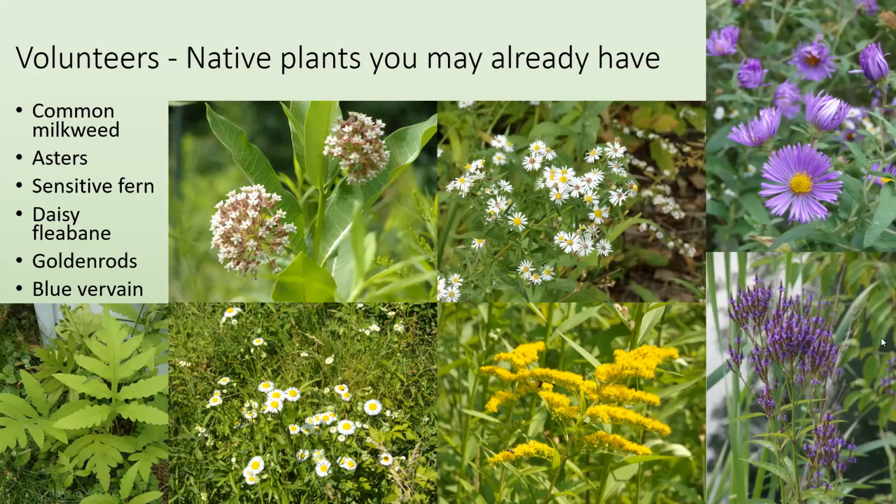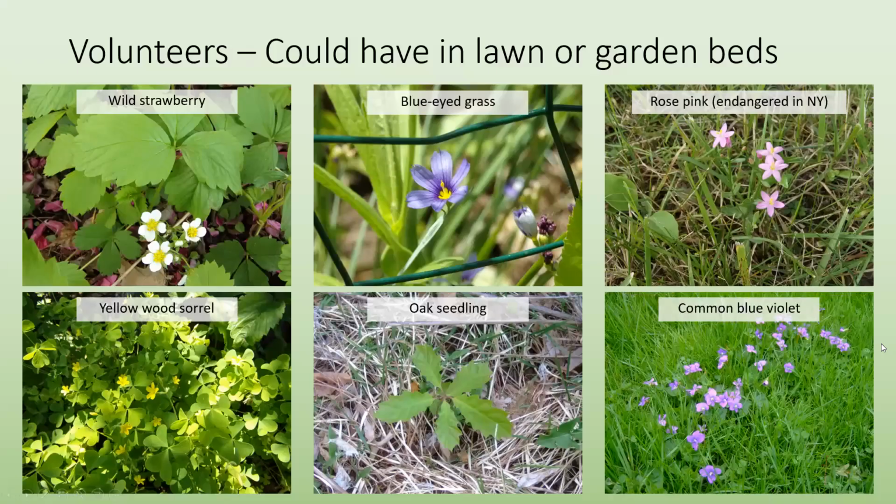And sensitive fern is another one I found. These are some you could find that I've found in lawn or garden beds. The common blue violet, oak seedlings, yellow wood sorrel is a cool one that people get in their yards a lot and think is nothing, so they just pull it out. And wild strawberry too.